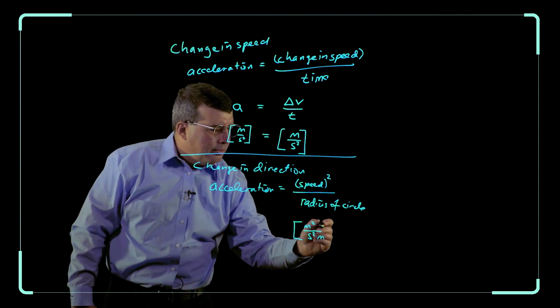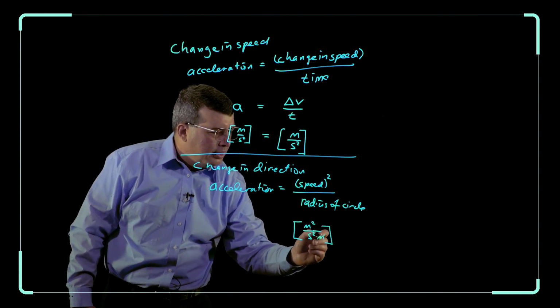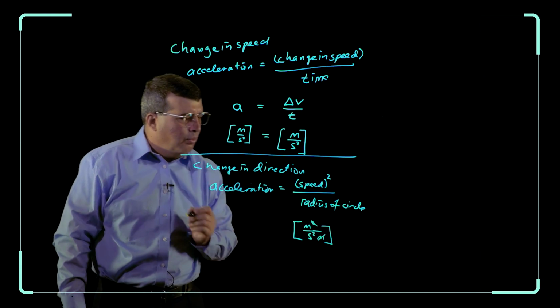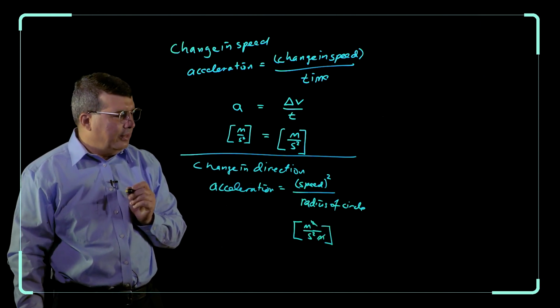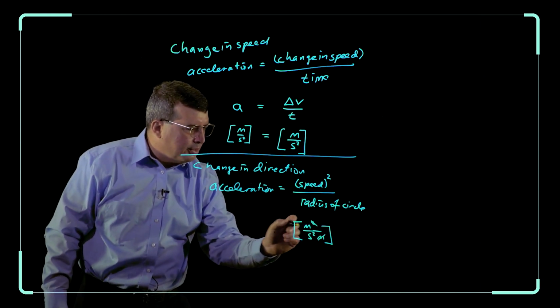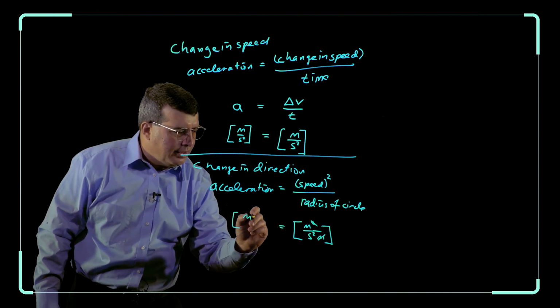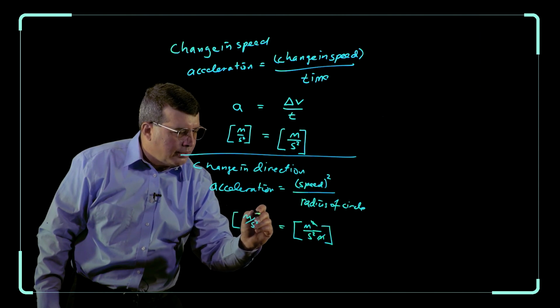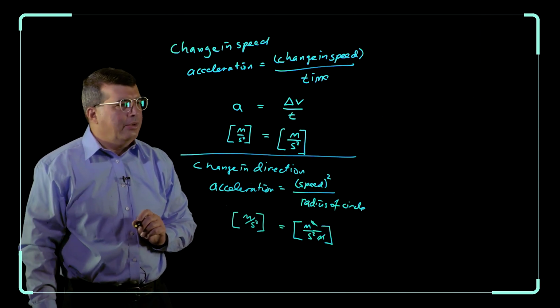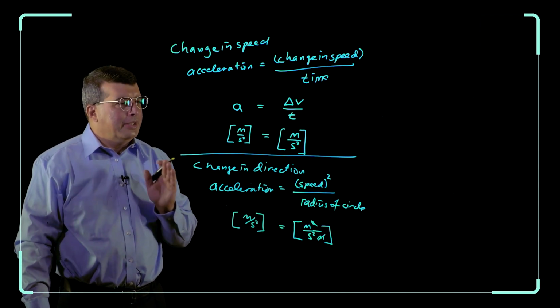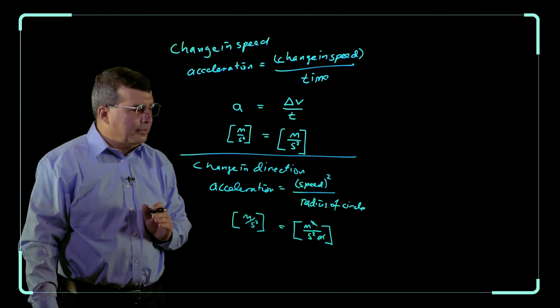Now that meter in the denominator cancels off one of the meters from the meter squared. So we still have meters per second squared, and so our acceleration is still in meters per second squared. So our SI unit of acceleration is meters per second squared.